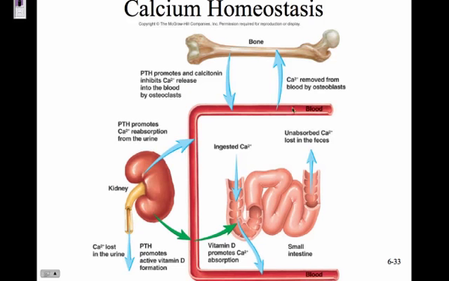This is just a picture where calcium is going from the blood into the bone, and then PTH promotes and calcitonin inhibits calcium release back into the blood. Same with the urine in the kidneys and in your intestine.